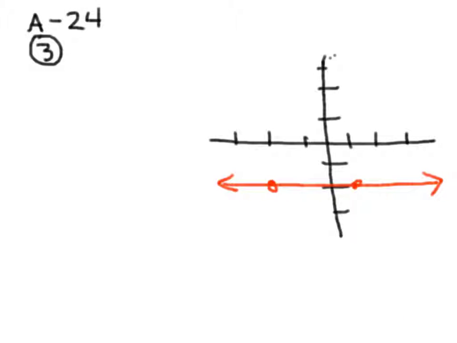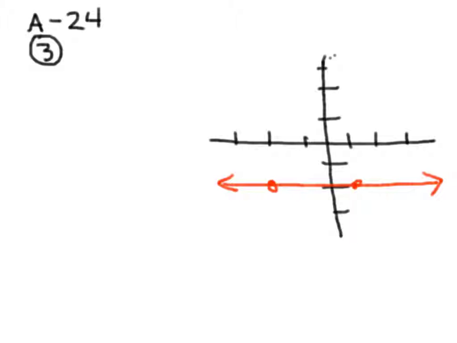All right, this is assignment 824, number 3. So I'm going to go ahead and take the red. I want to find the slope of the red line. If you look at the assignment sheet, it's the exact same line.